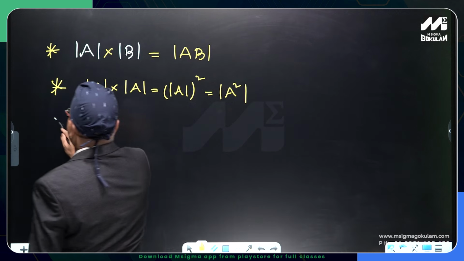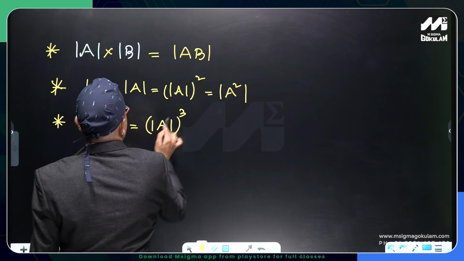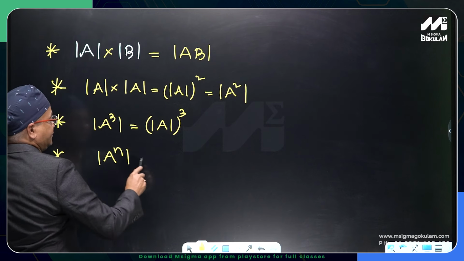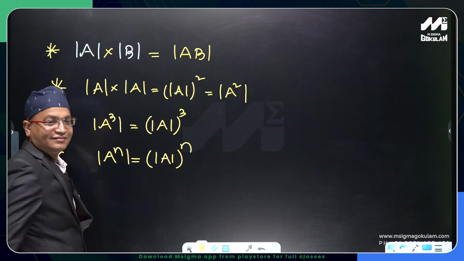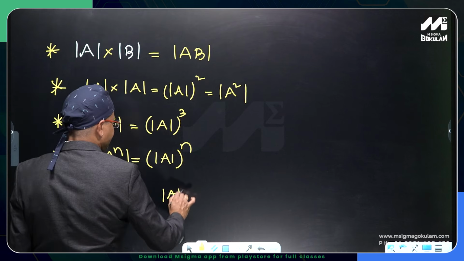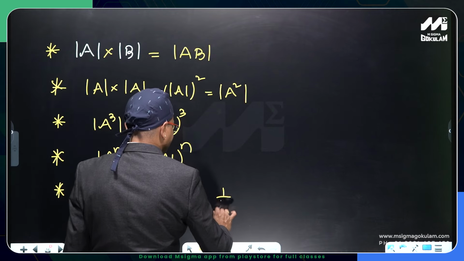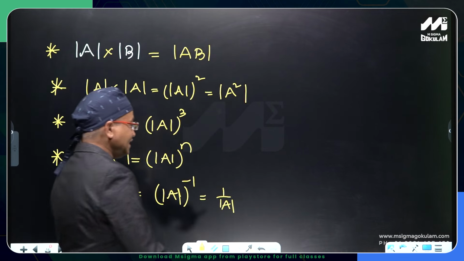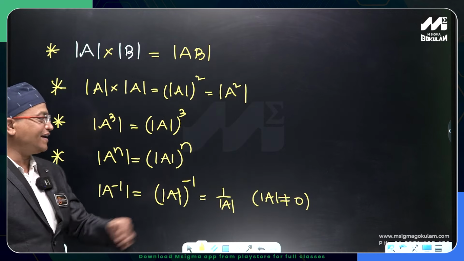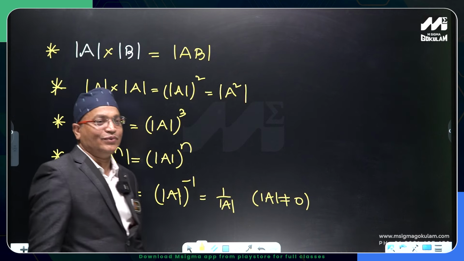Similarly, if you take the determinant of A cube, it is det A whole cube. Determinant of A power n is det A whole power n. Determinant of A inverse means det A whole power minus 1. That means 1 by det A. But det A should not be 0, because it is in the denominator. So for the determinant of A inverse, there is no need to find the inverse matrix, which is time taking. Simply take 1 by det A.